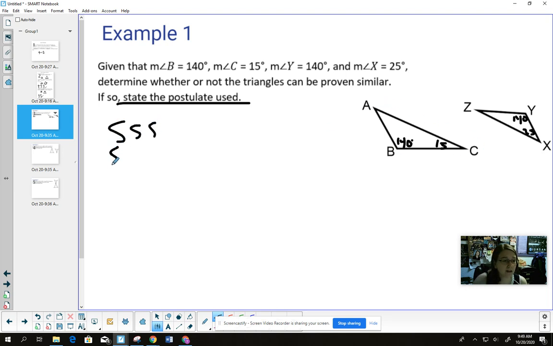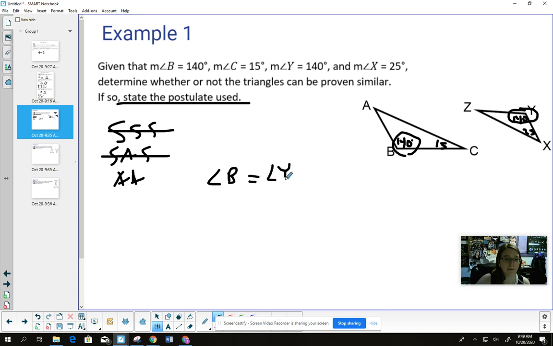Therefore, of my 3 postulates, it can't be these 2. We don't know any sides. Now, that doesn't mean that it has to be this. Again, our answer could be no, because what we need is 2 angles congruent. Now, we have 1 so far, right? We know that angle B is congruent to angle Y. But 15 is not 25, right?